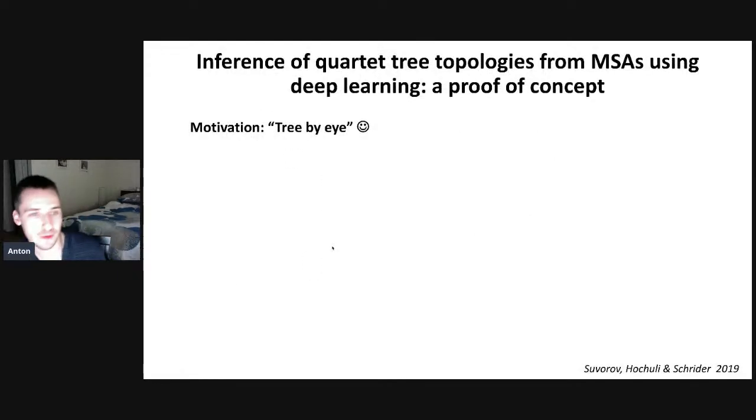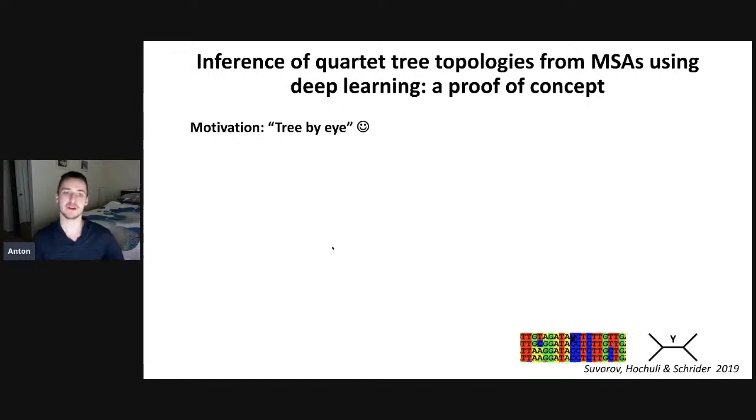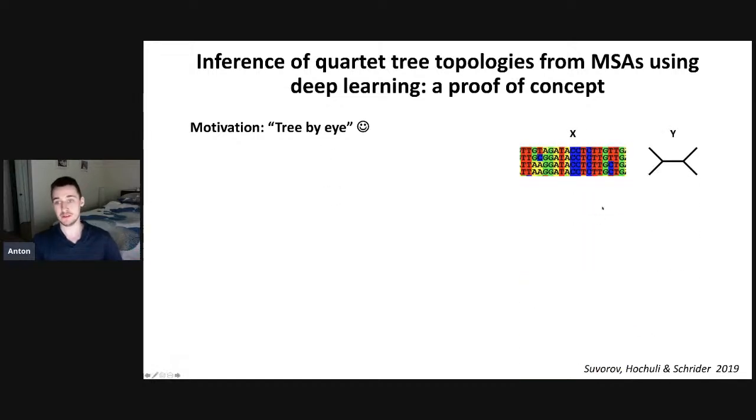And finally, now we're going to be talking about tree inference using deep learning. The motivation here is basically kind of like tree by eye. When you look at the alignment, can you tell that there is probably an underlying tree that generated this alignment? And this, again, the alignment is going to be our X input, and our labels are going to be Y.